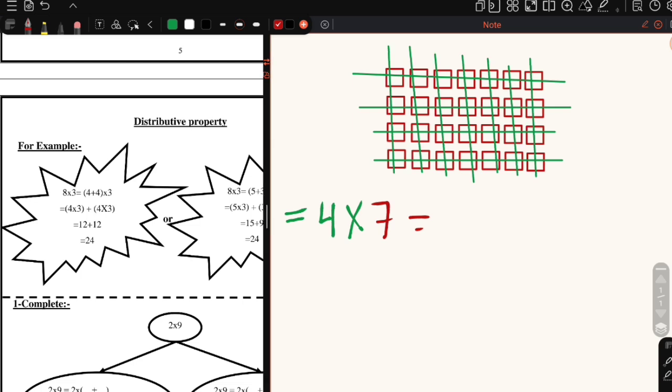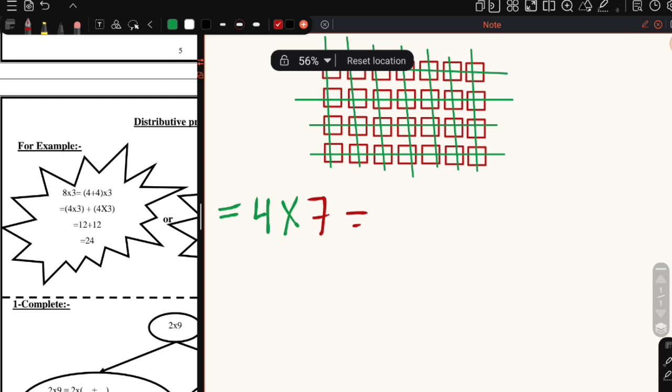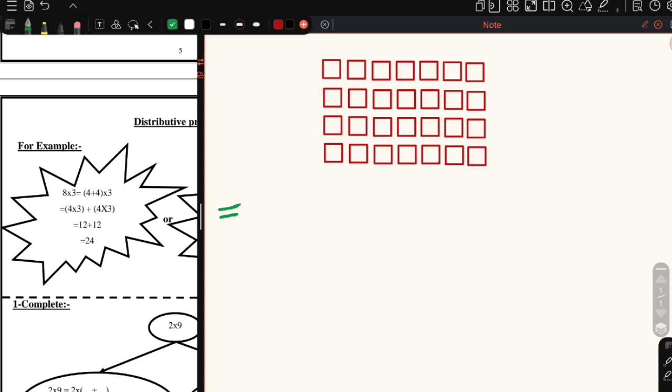So if you forget the result of the product 4 times 7, what should we do? We can use a property of multiplication called the distributive property. Mister, what does this mean? It means that I will let 4 stay the same. So for this array, 4 times 7, we will let 4 stay the same, and we will hold 7 and split it into 2 numbers.